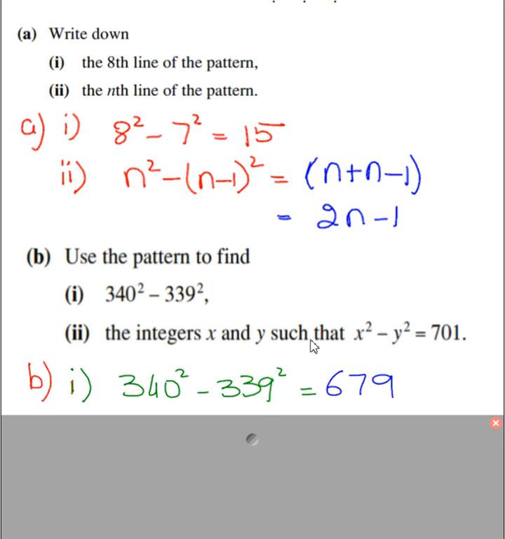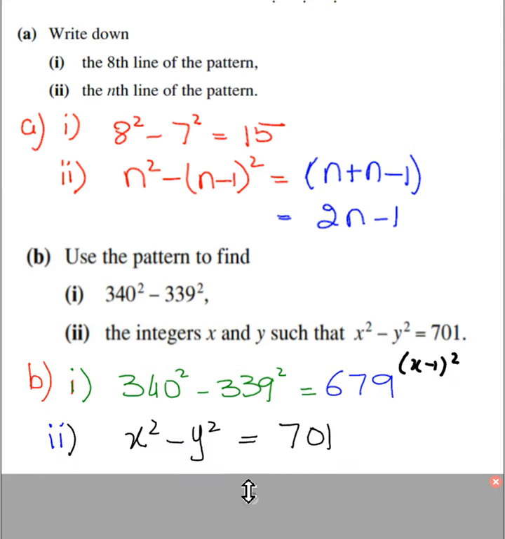The integers x and y are such that it is 701. So how will we get what is x squared and what is x and what is y? What comes to your mind? Definitely y is 1 less than x. So I can say y equals x minus 1. So instead of y, I can write x minus 1 squared. Yes or no? And then you can solve it.